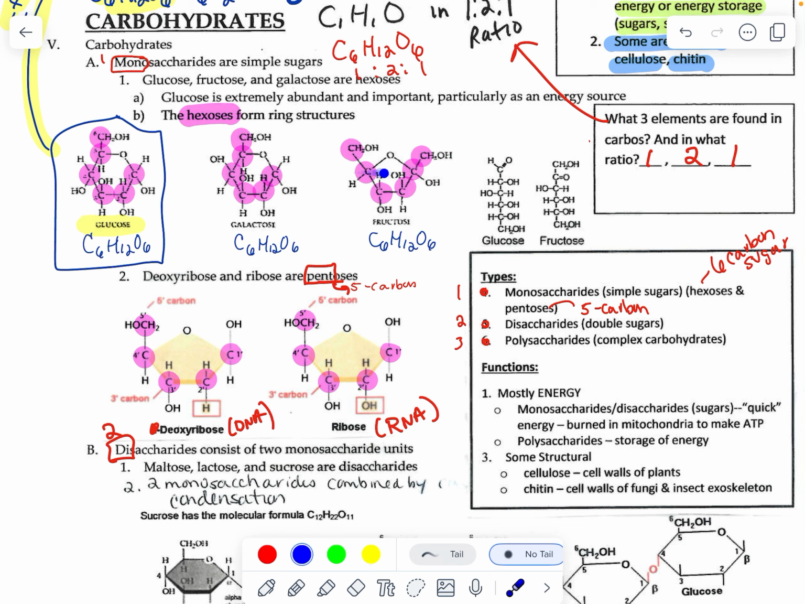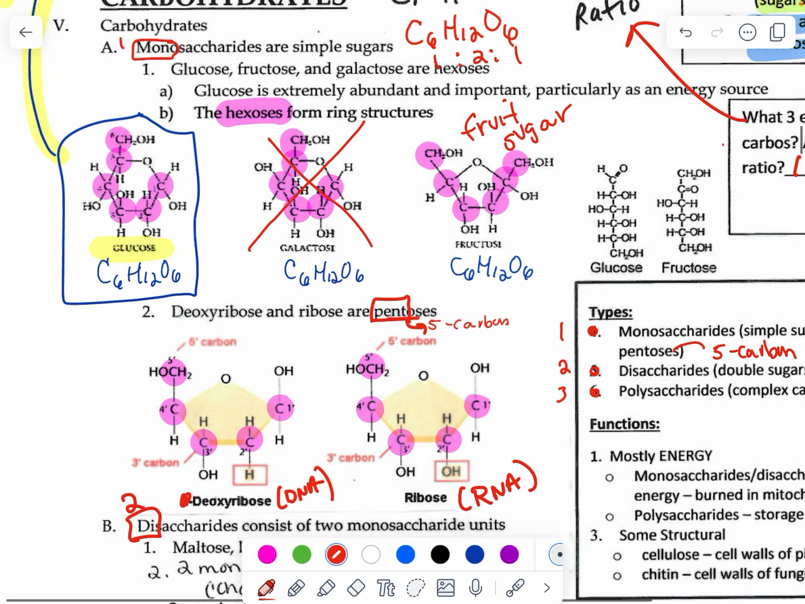So these are the 3 hexoses that we generally teach. Glucose is the one to know. Galactose never really comes up much on things. And fructose is the sugar found in fruit. That's all I want you to know about that. So fructose is natural sugar found in fruit.